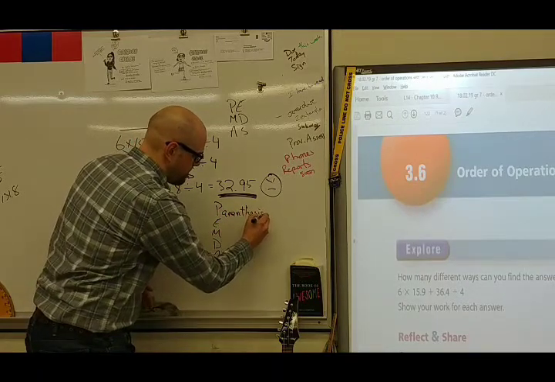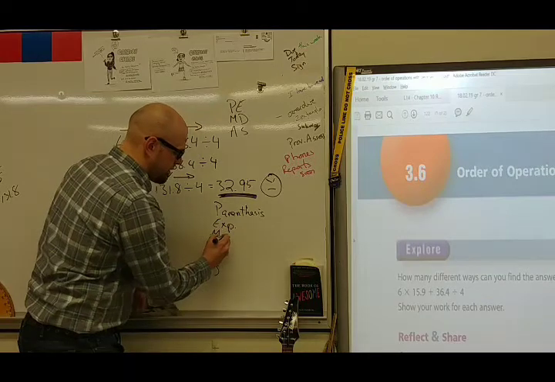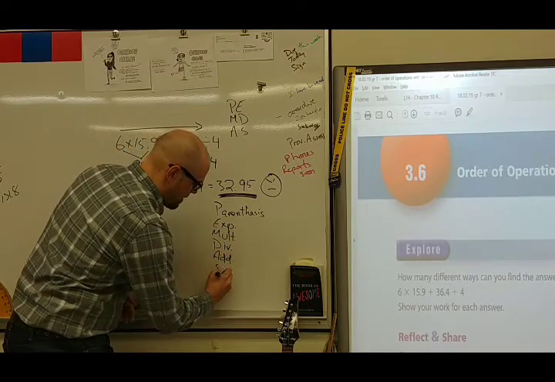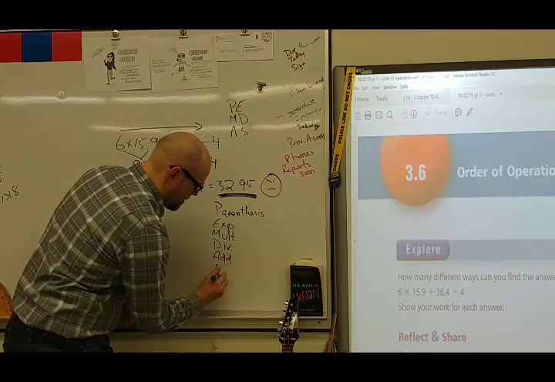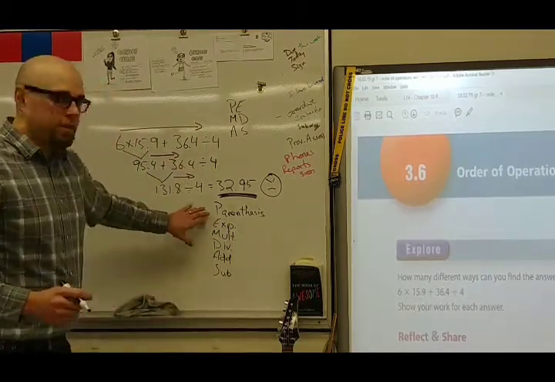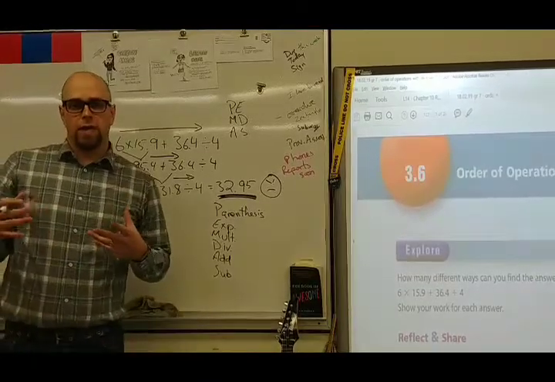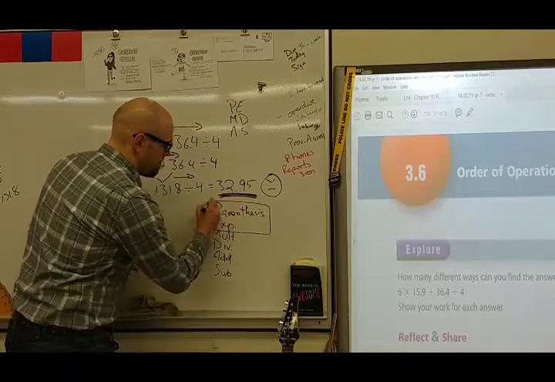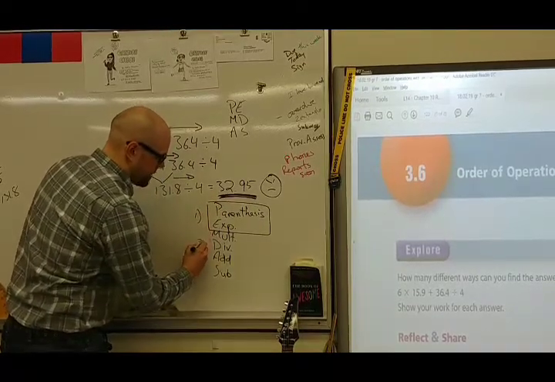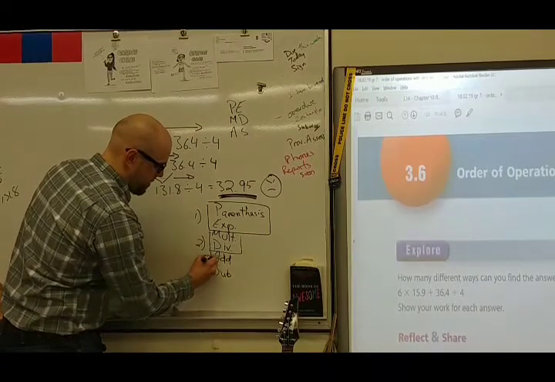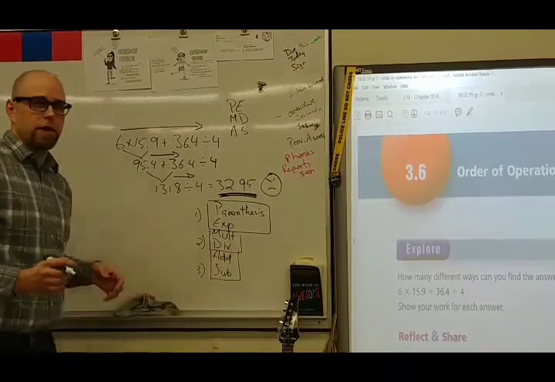But what it does stand for is parentheses, exponents, multiplication, division, addition, and subtraction. This is the order in which we're supposed to get things done. Step 1, parentheses and exponents. Step 2, multiplication and division. Step 3, addition and subtraction.